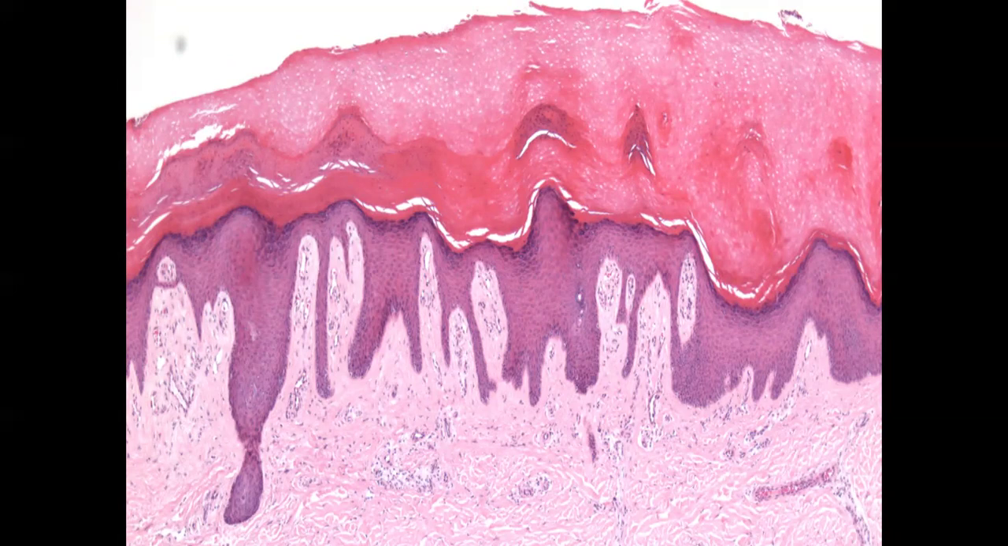So lichenification may or may not be associated with hyperkeratosis, but the feature typically present in all the lichenified conditions is thickening of the stratum spinosum, or epidermal hyperplasia. This epidermal hyperplasia may be regular or irregular, like you can see here in this picture. You can see thin and thick strands or rete ridges.